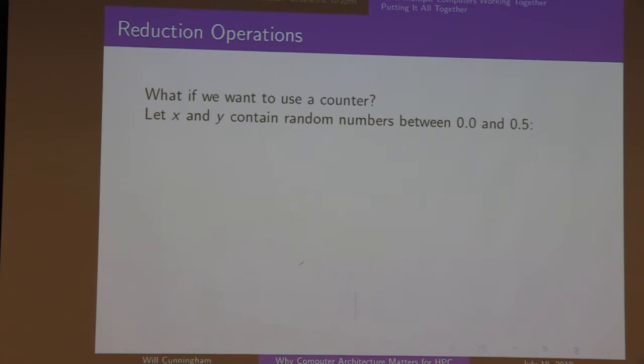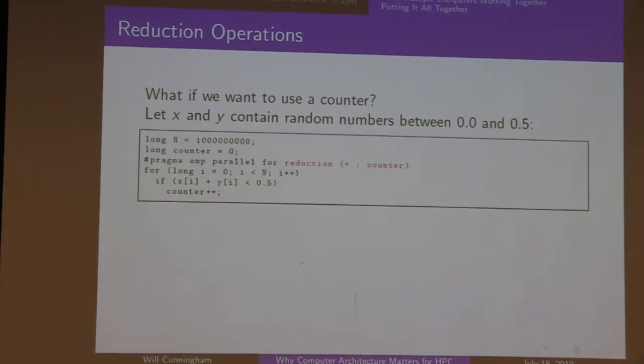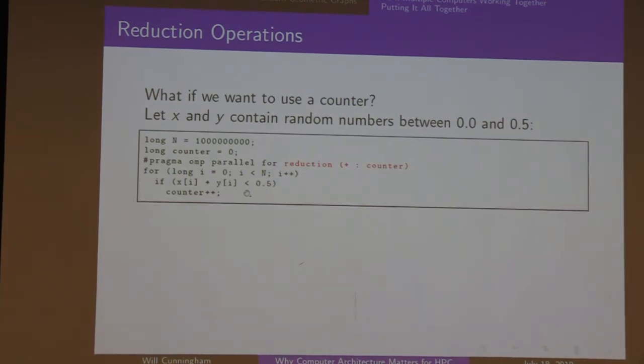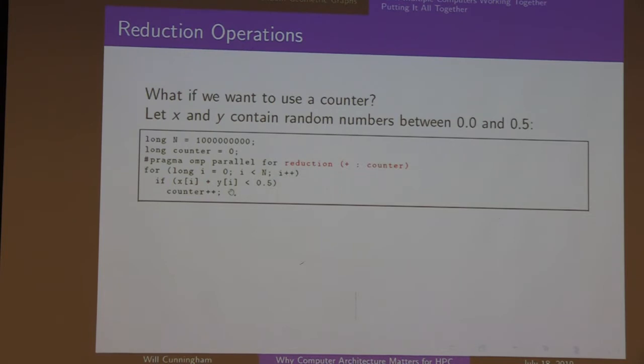So let's look at reduction operations. What if we want to use a counter? Okay, so let's have 2 vectors that contain random numbers, and we want to count in how many cases the sum of them equals less than 1/2. So the problem here, if you didn't have this clause, is that you'd have multiple threads trying to access this variable at the same time.